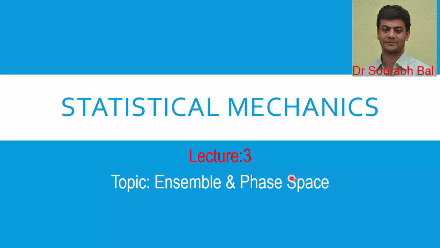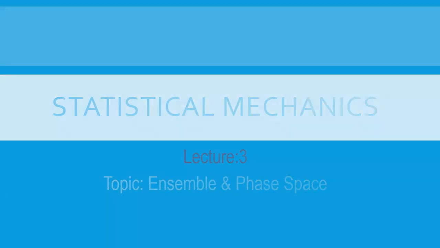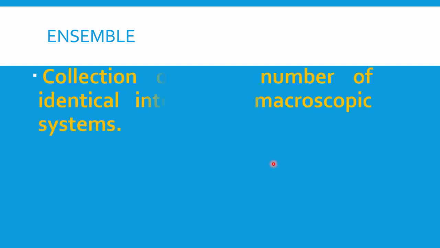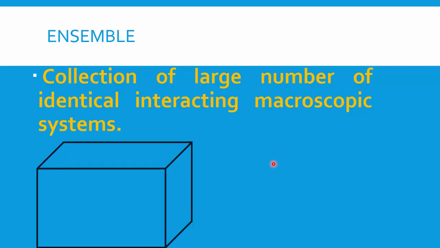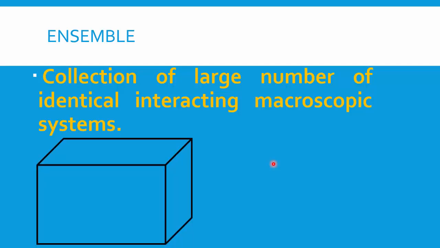We are into the third lecture, and today's topic is ensemble and phase space. In lecture 1, we covered the basic concept of the difference between the three statistics: MB, BE and FD. In lecture 2, I explained macrostate and microstate and solved two types of numericals from macrostate and microstate.